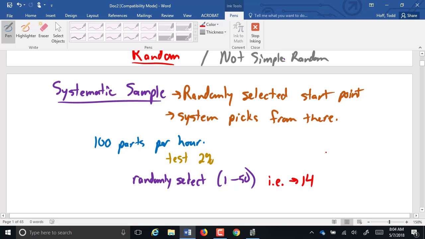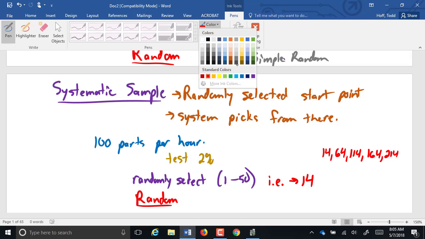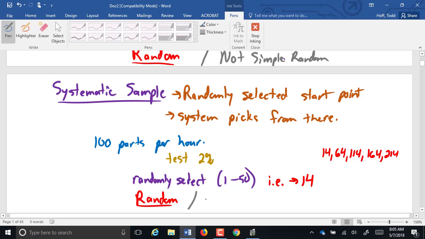So then you would take the 14th part off the line, the 64th part, the 114th, 164th, 214th, every 50th part after that. Does every part have an equal chance of being selected? Yeah, because you chose 1 through 50. So it is random. Is it simple random? No. Again, you cannot choose 2 parts in a row. So it's not simple random.